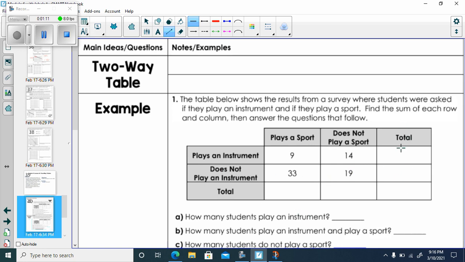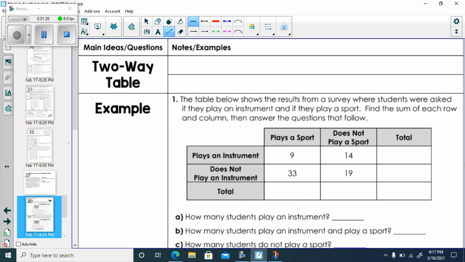This column here, the totals column, is not often shown, but you can write it in, particularly when you've got questions. Write it in so you can put a total there. Same thing here with the totals row. Always write it in so you can check your answers.